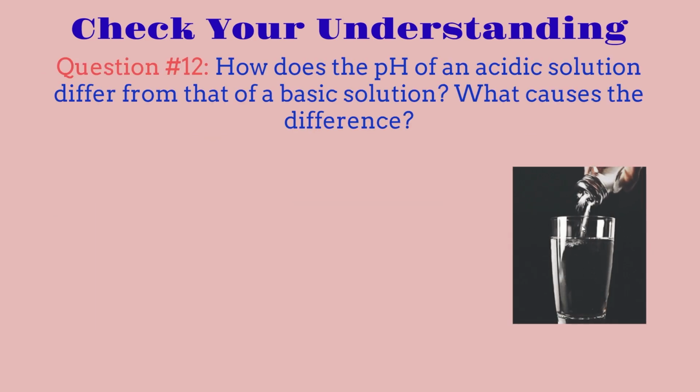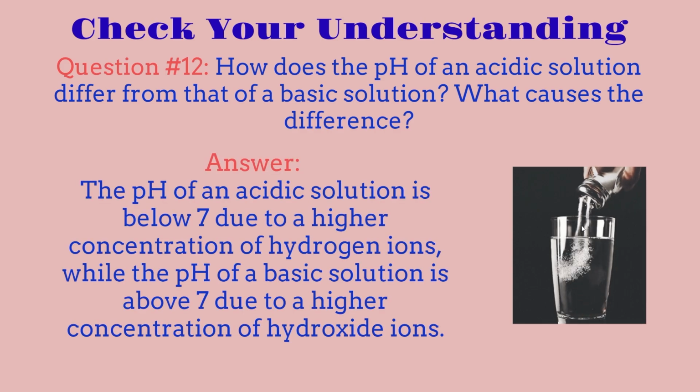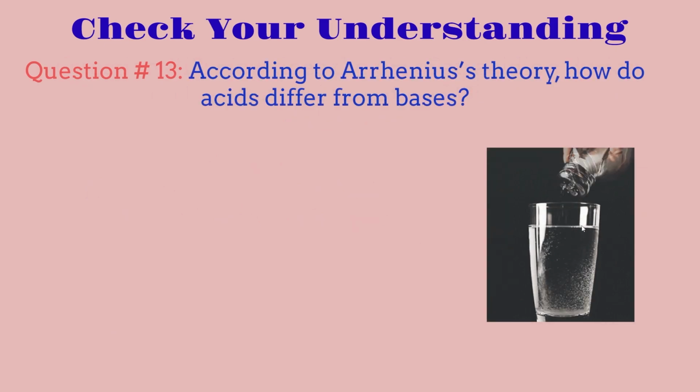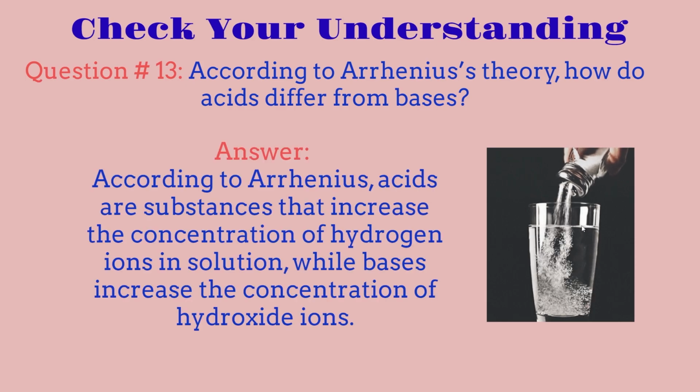For question number 12, how does the pH of an acidic solution differ from that of a basic solution, and what causes the difference? And for the answer, the pH of an acidic solution is below 7 due to a higher concentration of hydrogen ions, while the pH of a basic solution is above 7 due to a higher concentration of hydroxide ions. For question number 13, according to Arrhenius' theory, how do acids differ from bases?